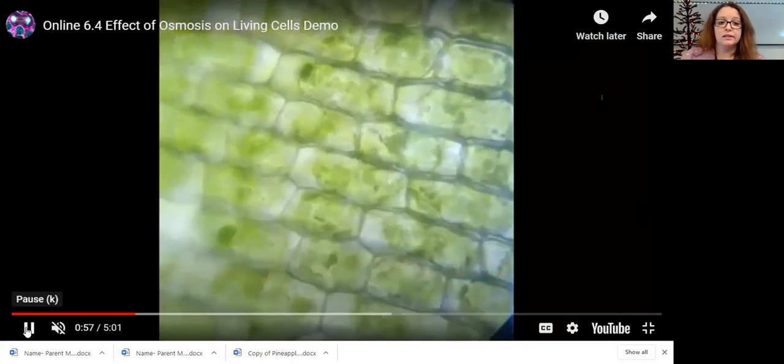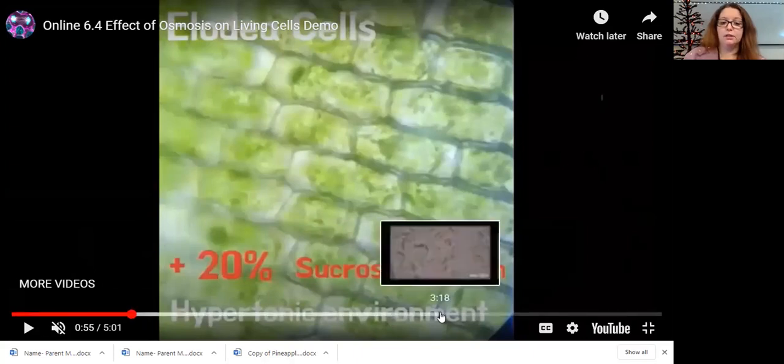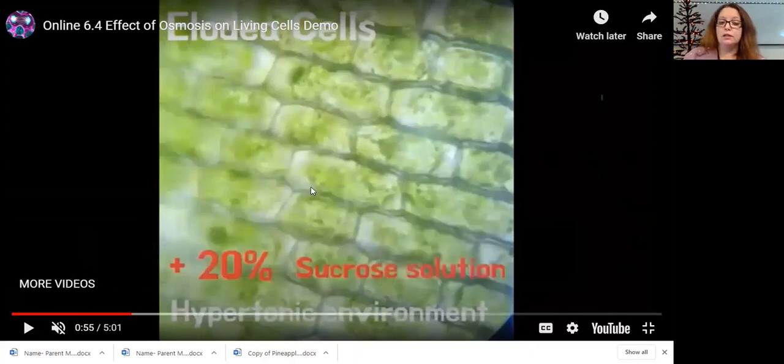Okay? This has created, did you see that word right there? A hypertonic environment. Hypertonic environment. And so you can see that the cell membrane, this is now the cell membrane of this cell, and here's the cell membrane here, and here. You can see that they're pulling away from the cell wall. This is called plasmolysis for plant cells. That's what we call it.